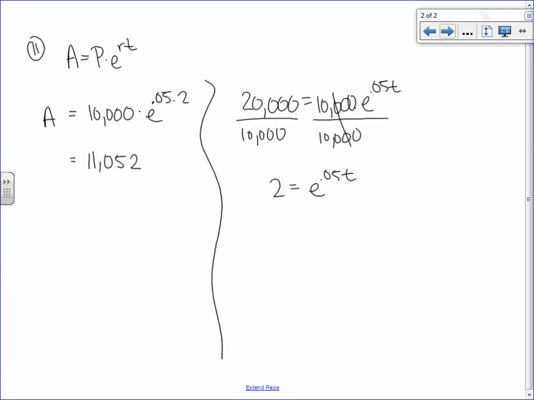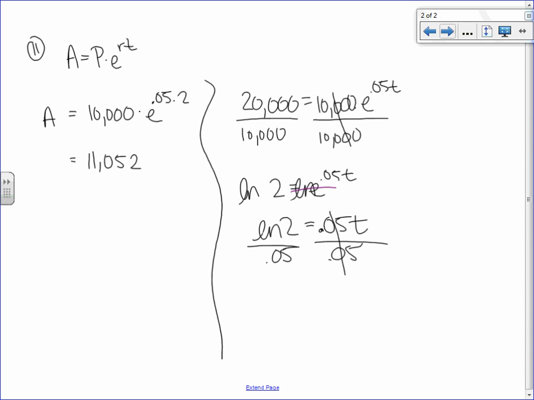The variable that I'm looking for is stuck inside of an exponent. How do I get rid of that? By using logarithms, but you got to be careful. Alright, since I'm using E, I can't just use the common log, I have to use the natural log. So we're going to take the natural log of both sides. On the left, I'm going to have the natural log of 2. The natural log and E cancel each other out, and I'm going to be left with 0.05 times T. So now I can just divide both sides by 0.05.